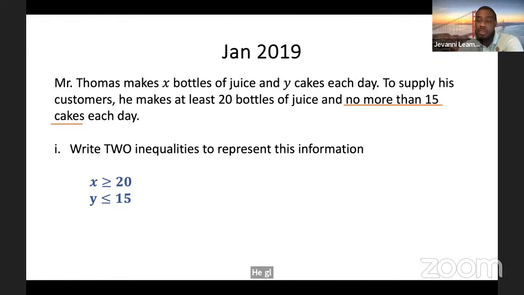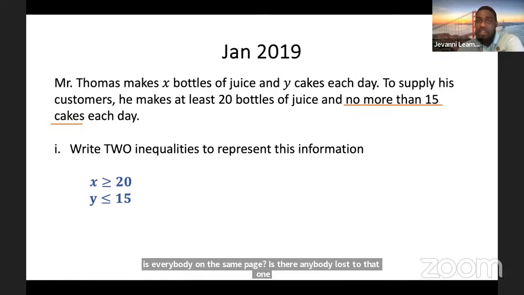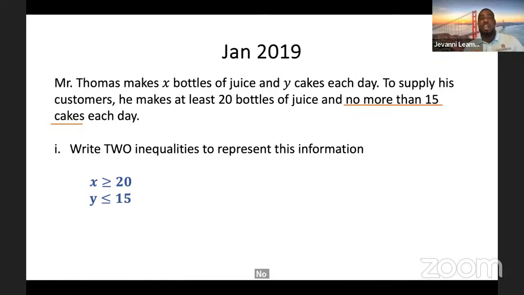All right? Is everybody on the same page? Is there anybody lost on that one? No, sir. Again, you want to take it piece by piece, decipher it, and look at the sentence to see which inequality comes out, right?